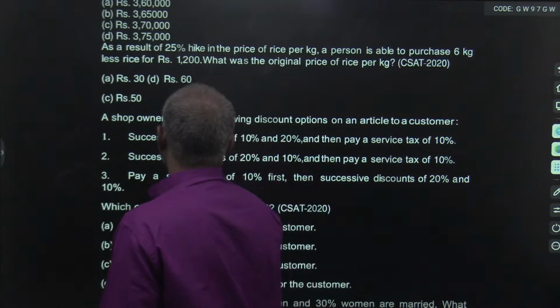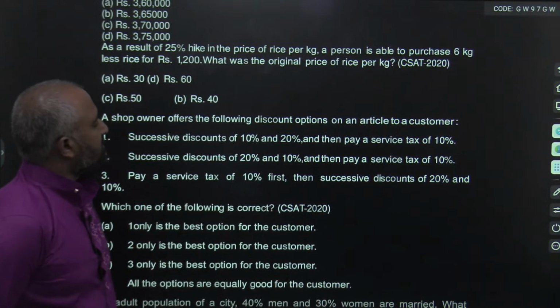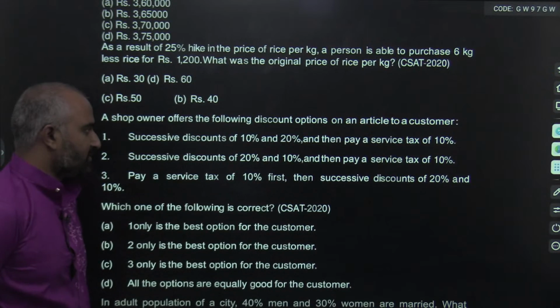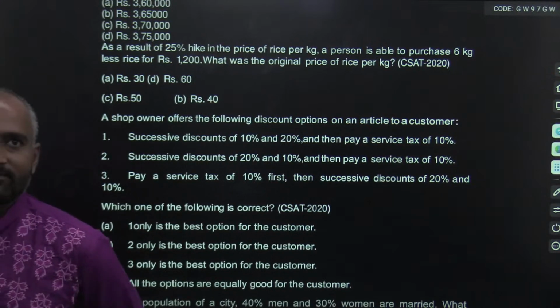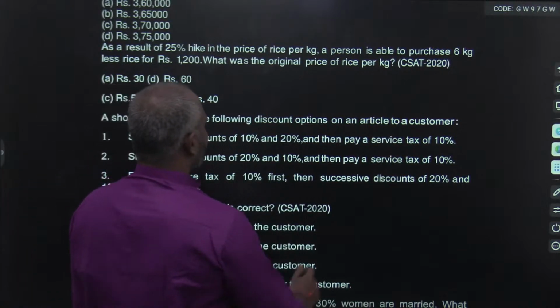A shop owner offers the following discount options on an article to a customer. Successive discounts of 10%, 20%, and then pay a service tax of 10%. Or successive discounts of 20% and 20% and 10%, then pay a service tax of 10%.